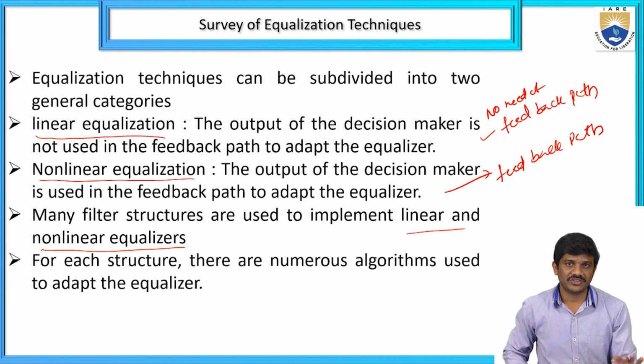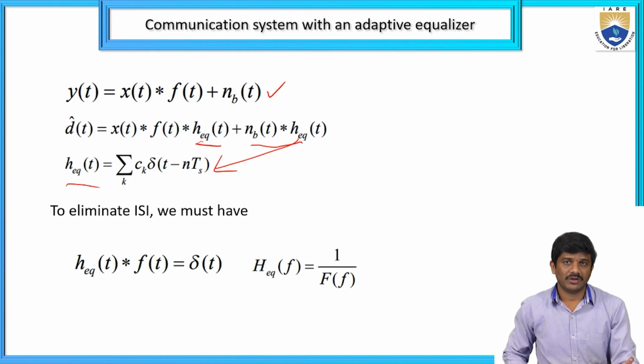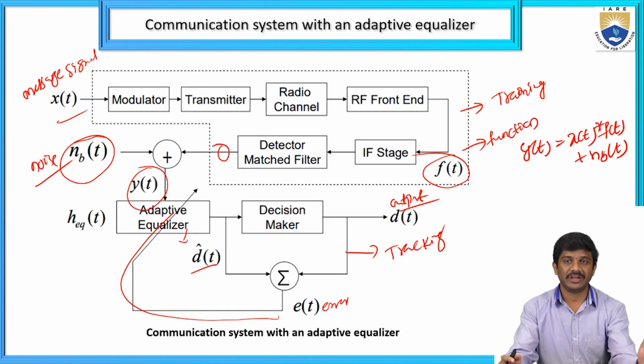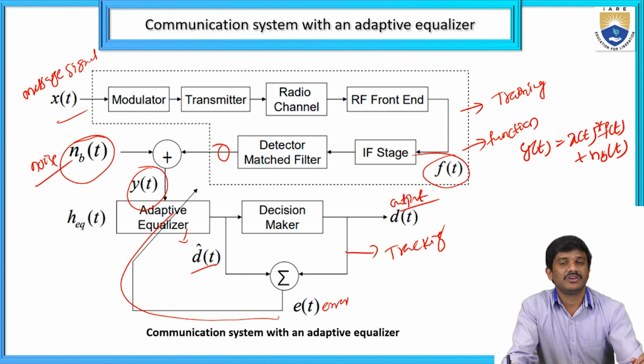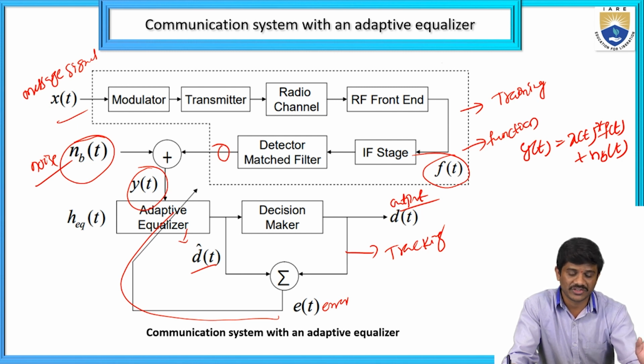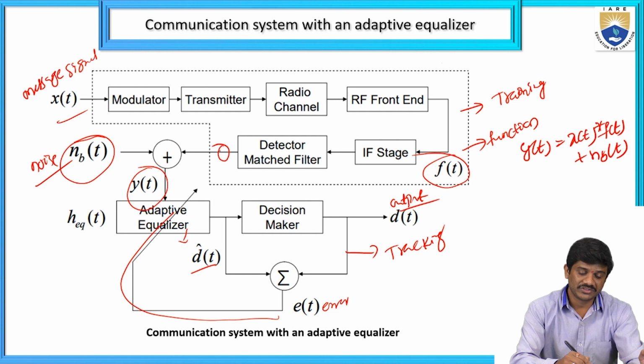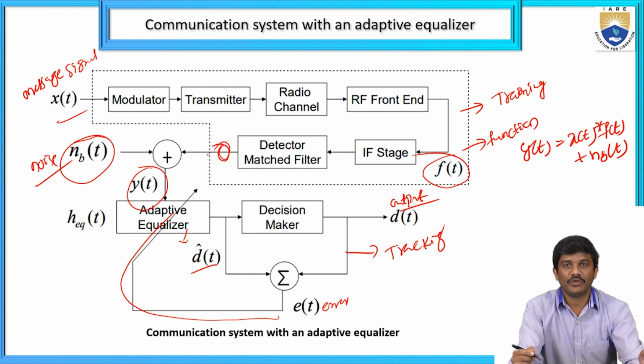Here you can see this is the equalization mainly. Here we can go with the training stage and also the tracking stage. The first stage is the training stage. The message signal passes to the modulator, transmitter, radio channel, RF front end, and intermediate frequency stage, and finally we get the detector, the matched filter. Here we have some coefficients given to y of t, and we can also add some noise to y of t.